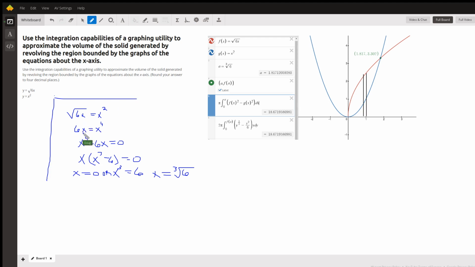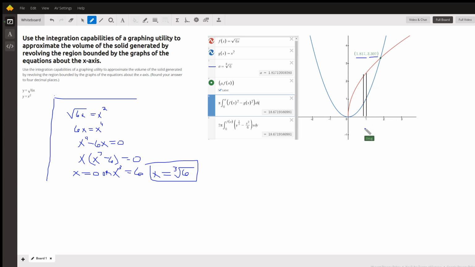It's a radical equation, square both sides. One of the solutions is the cube root of 6, which is this value right here. And so this is the point cube root of 6 comma f of the cube root of 6. Those are decimal approximations.